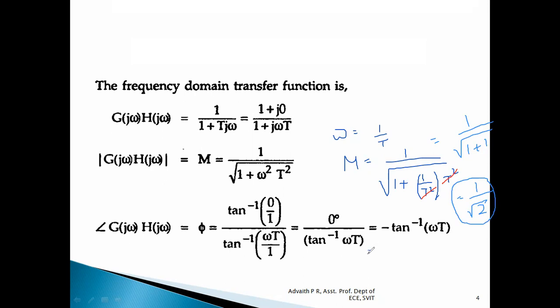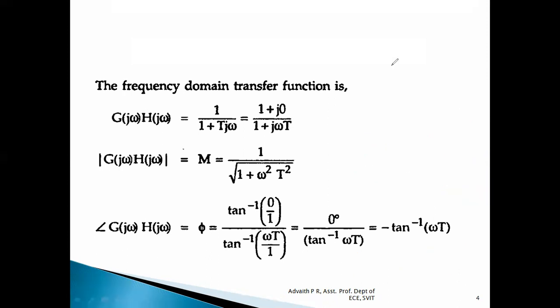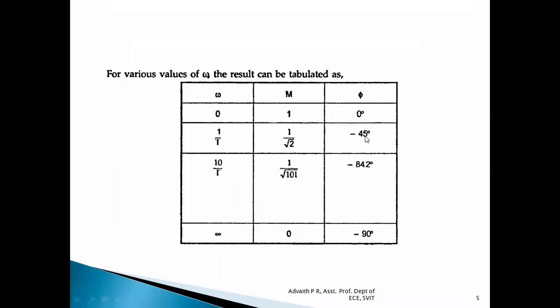Similarly, for phase angle phi, when omega is equal to 1 divided by t, phi will be equal to tan inverse of 1 divided by t into t. We are substituting omega as 1 by t. So these two will get cancelled. So phi will be equal to tan inverse of 1. So tan inverse of 1 will be equal to minus 45 degrees.